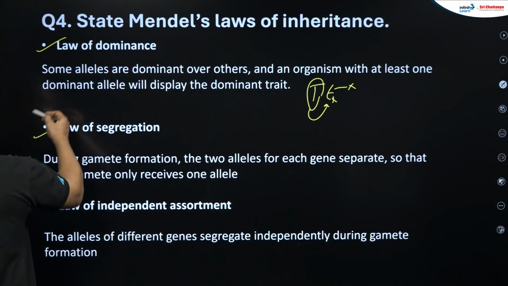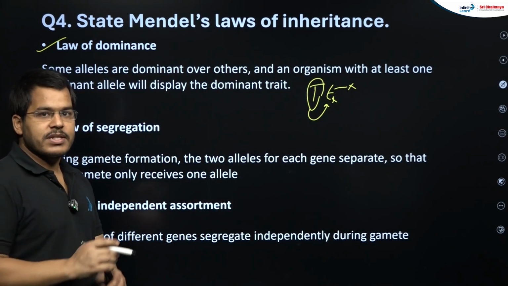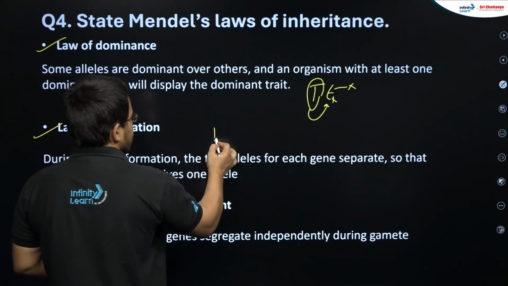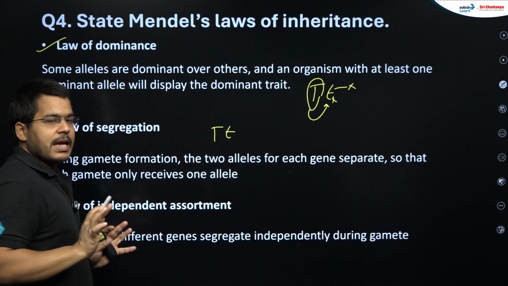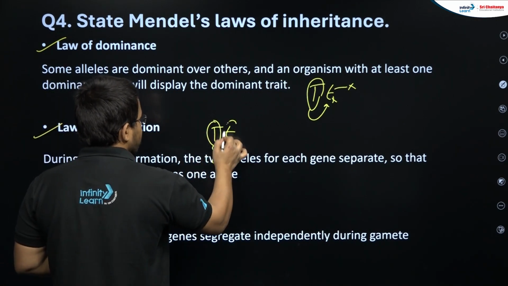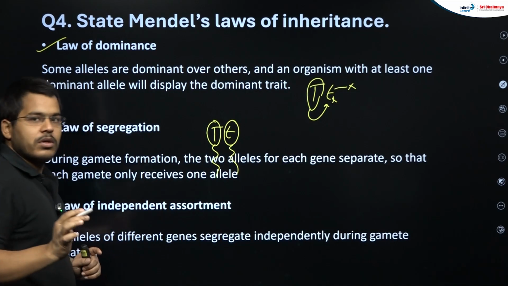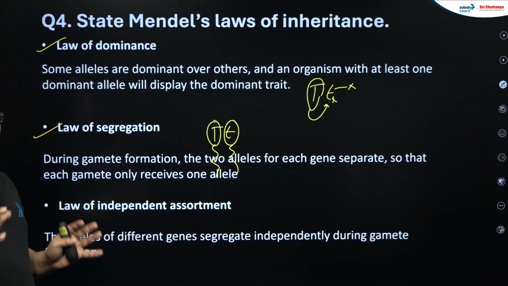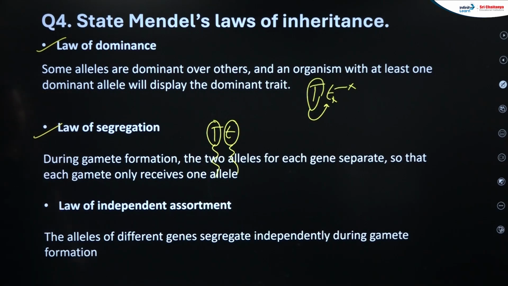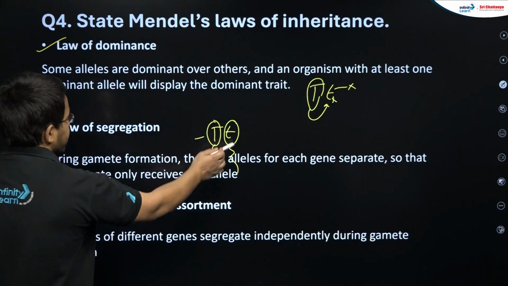Then law of segregation says that both the alleles get separated during the time of gamete formation. So for example, this is the chromosomal structure, capital T small t allele. When sperm will form, in one sperm this allele will go, in other sperm this allele will go. So alleles get separated during the time of your gamete formation. This is the law of segregation or law of purity of gamete. These gametes are genetically pure.